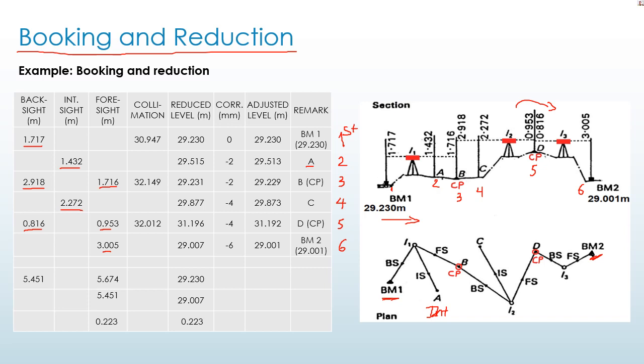So that's why at point A, you need to write the reading into the intermediate sight column. Similarly, point C, only one reading at point C. That is the intermediate sight. So you write it to the intermediate sight column.